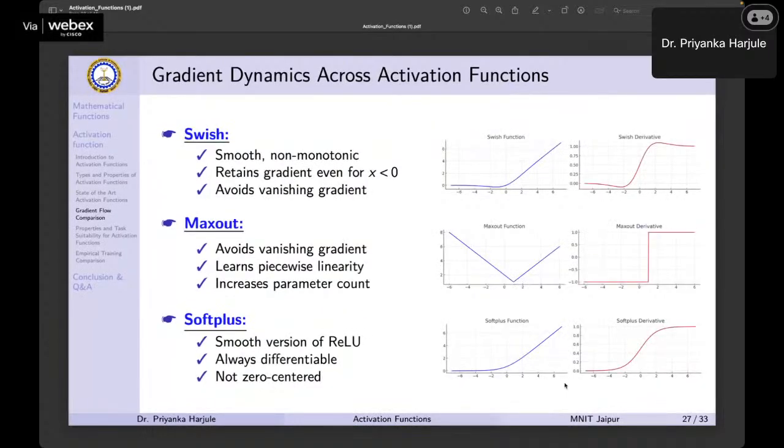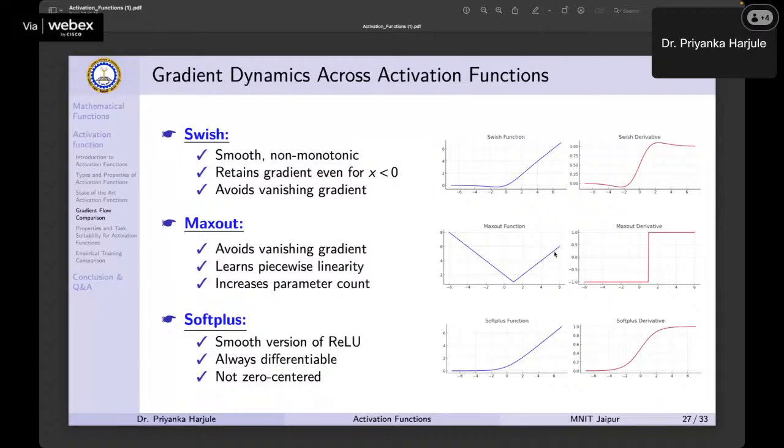Now we have the three modern activation functions: the swish, maxout, and softplus. Here we have plotted the gradient dynamics of them. So the swish, unlike the ReLU, bends down for negative inputs, helping the gradients flow. It retains the gradients for the negative inputs, which reduces the dead neuron problem. And of course, it avoids the vanishing gradient problem also.